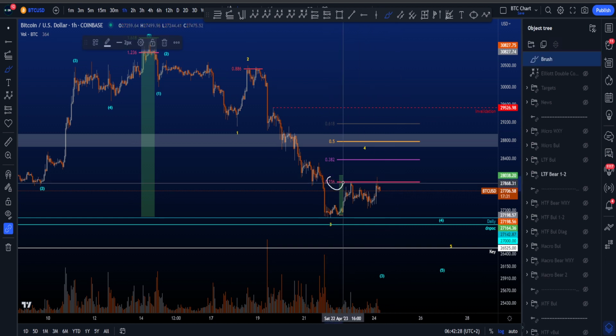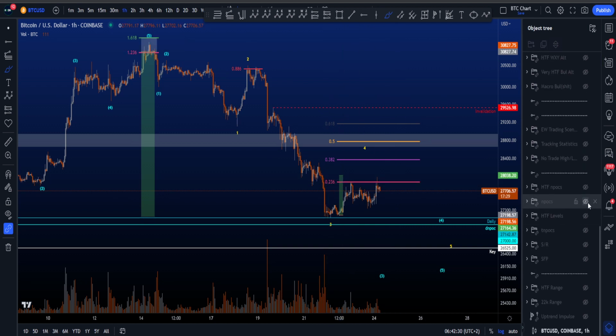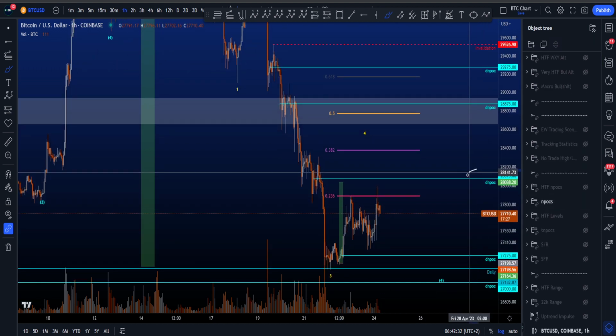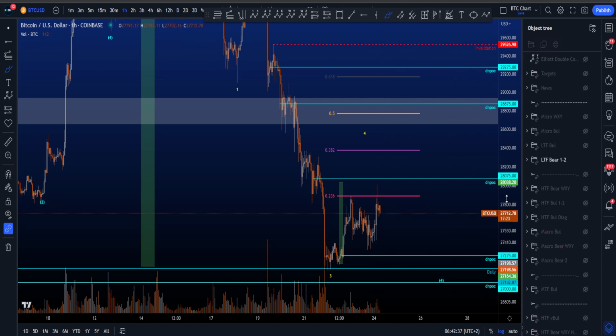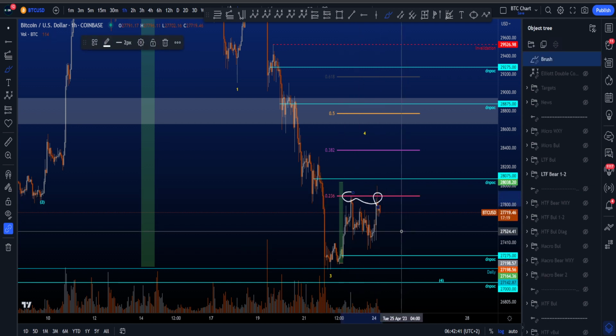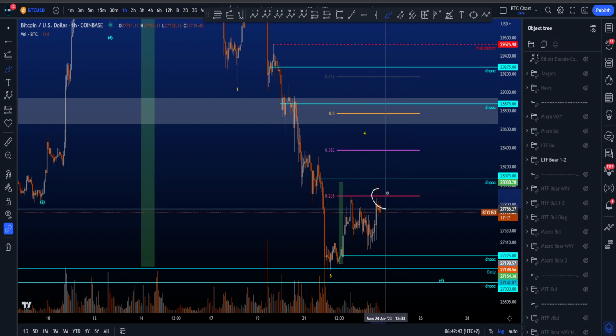Now, if we look at the 0.236 and I actually open my naked point of controls, you can see we have a naked point of control just above where price action stopped at the moment at 28.1k. But as you can see, we now hit the 0.236 twice, wicking against it, wicking above it, but at the moment not closing above it.